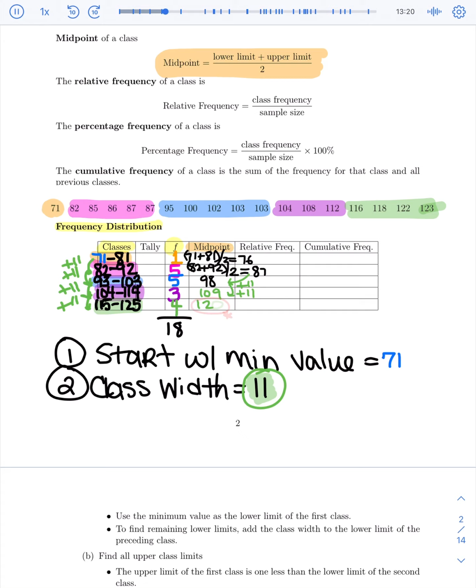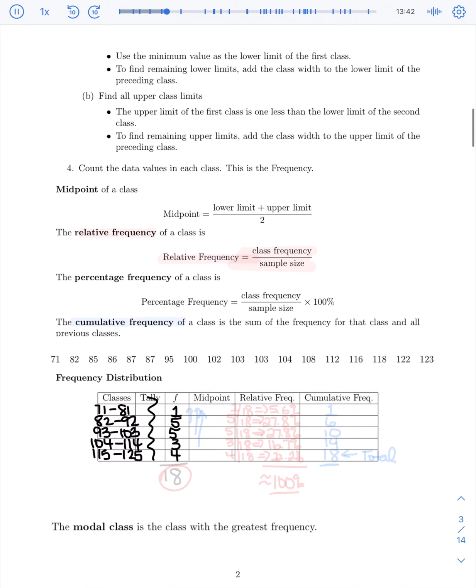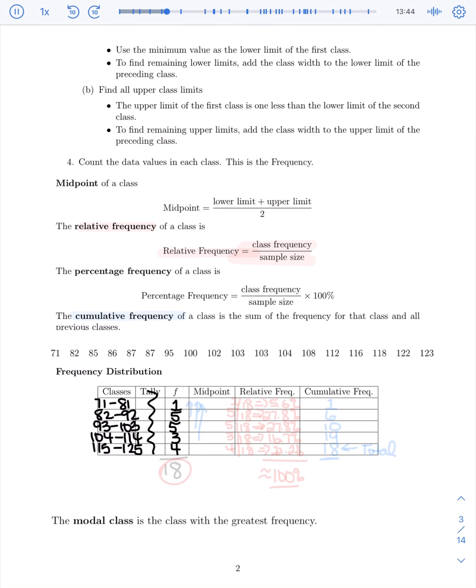If you use the little class width trick, what you may want to do is go ahead and double check the last one by doing that one by hand. Why? Because then if the last one's correct, all the ones in the middle are probably fine too. So it means you probably didn't make a mistake. Moving along, we'd like to talk about now how to find relative frequency.